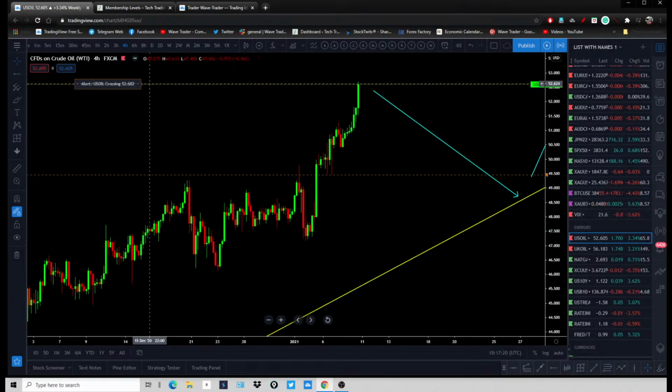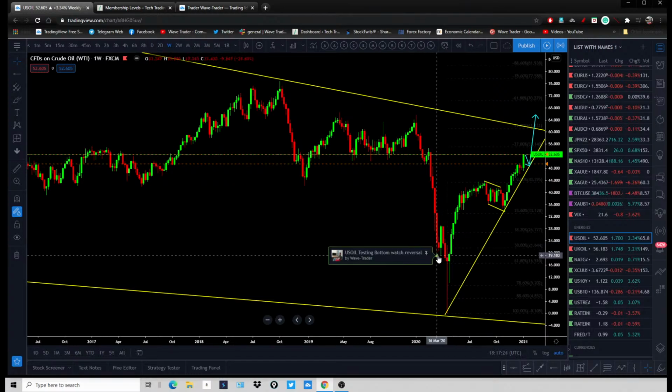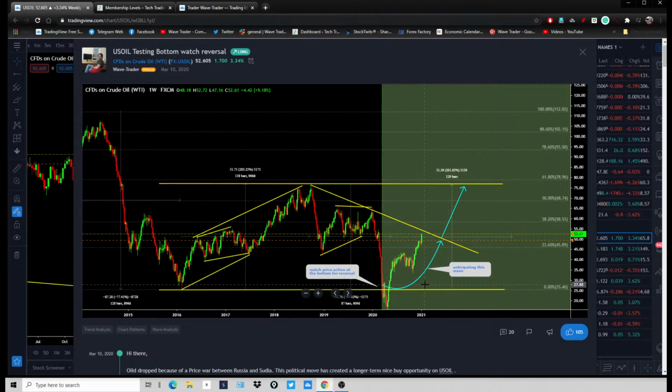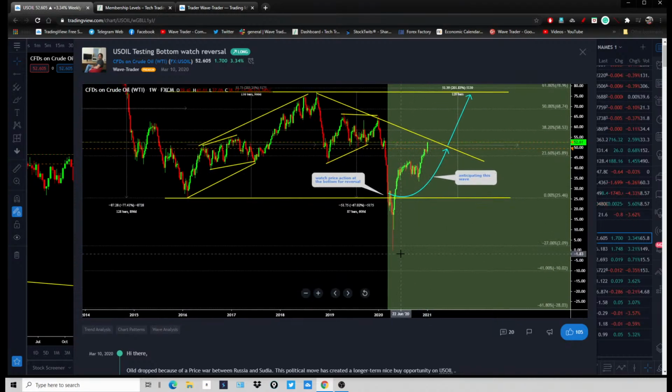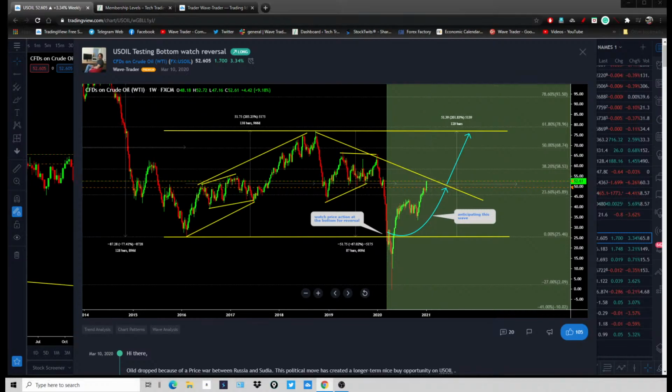Okay, so US oil, again, we were not anticipating the crash on the oil. The crash made history. Oil made history. Oil went up to negative 40, and since then it has been recovering. So what is the target on oil? The target is 65. It can even go beyond 65.